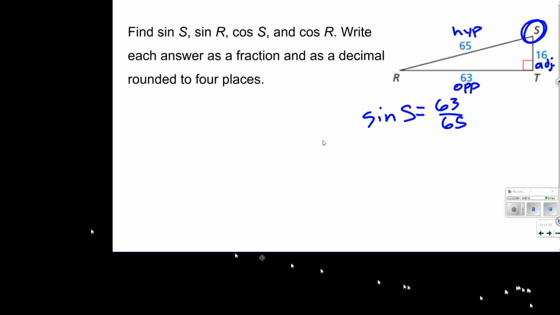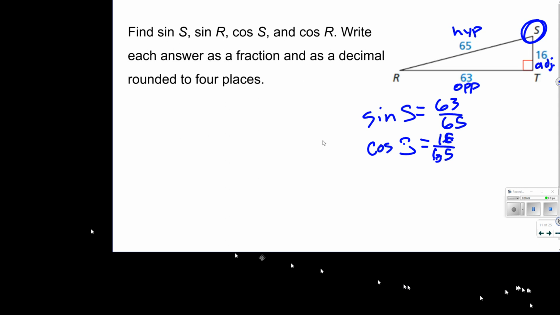The problem says write it as a fraction and as a decimal. I'm just going to write it as a fraction. We could plug that in a calculator if you wanted to, 63 divided by 65, and change it to a decimal. The cosine of S: cosine is the adjacent over the hypotenuse. So that means it's 16 over, and the hypotenuse is 65.